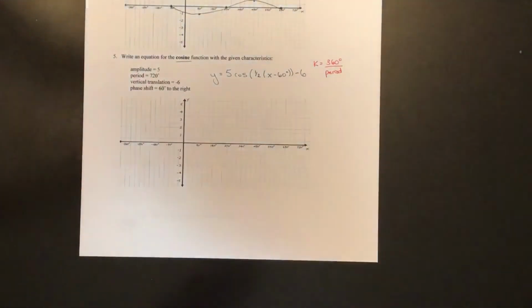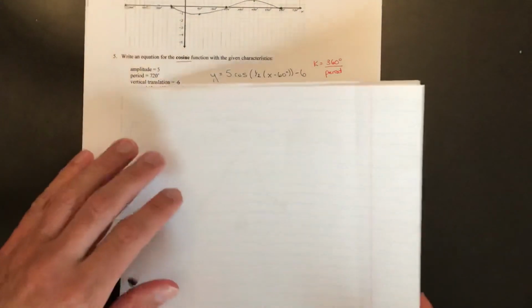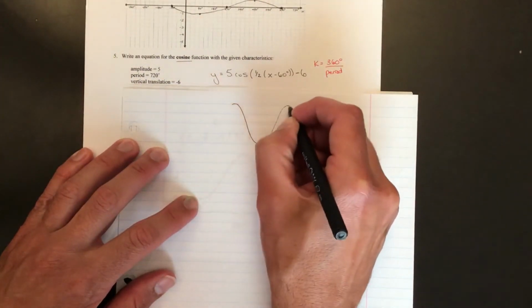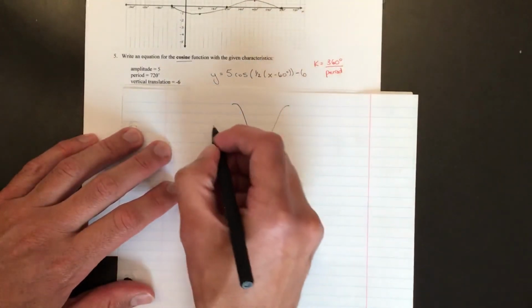So to graph, it's a positive cos. So I draw a positive cos curve. Negative 6 is the middle.